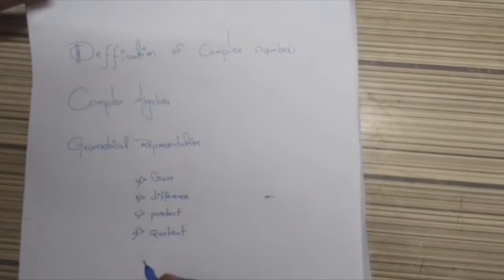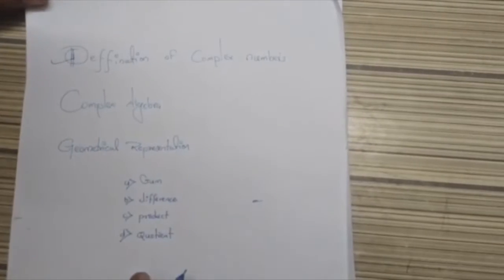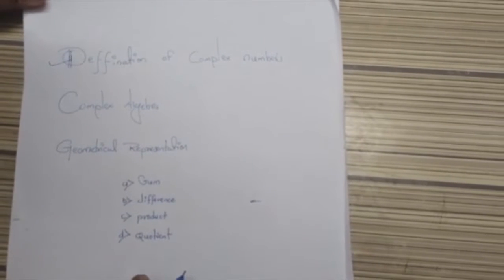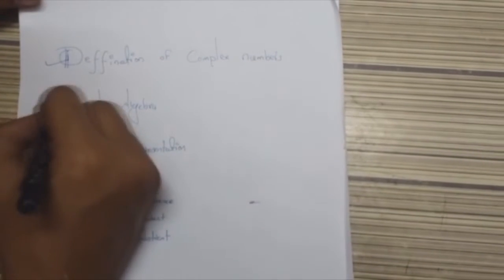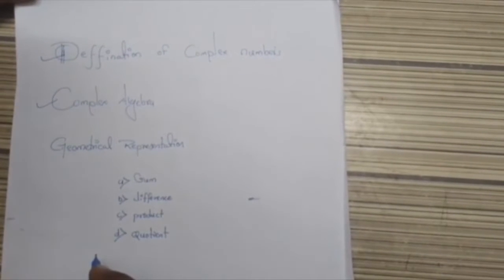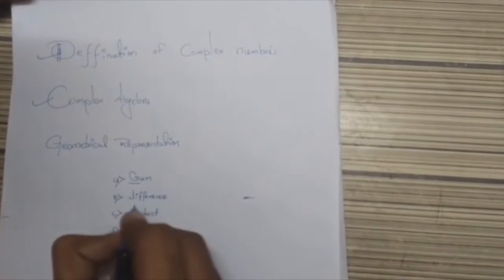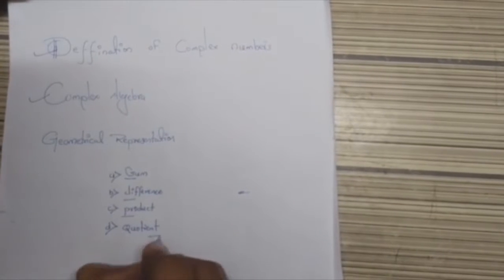Hello everyone, today we are going to discuss specific topics of complex numbers. Here we'll discuss the definition, then we go for a little understanding about complex algebra, and in the last we will look at the geometrical representation in terms of sum, differences, product and quotient.